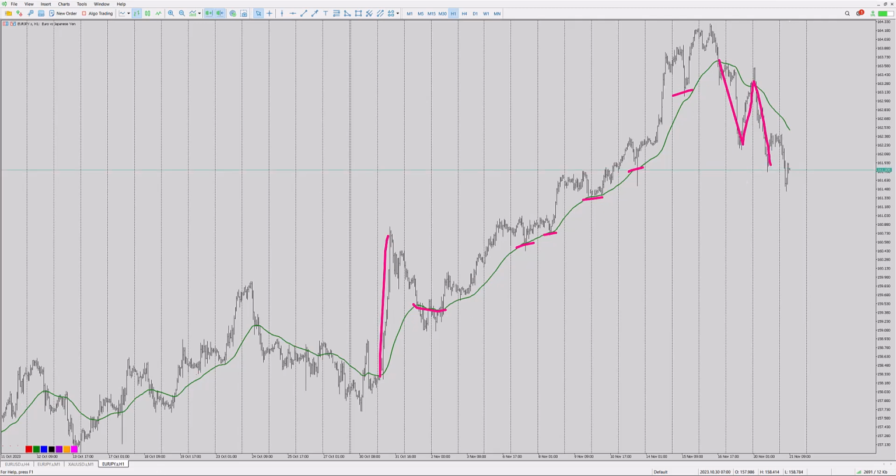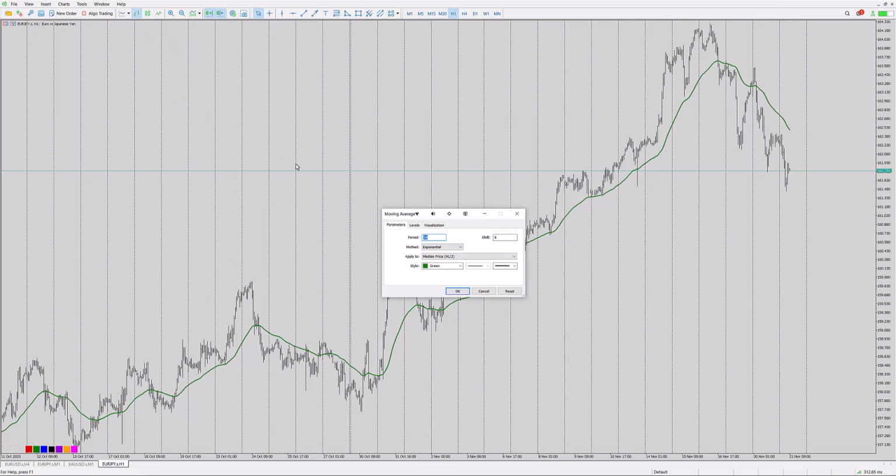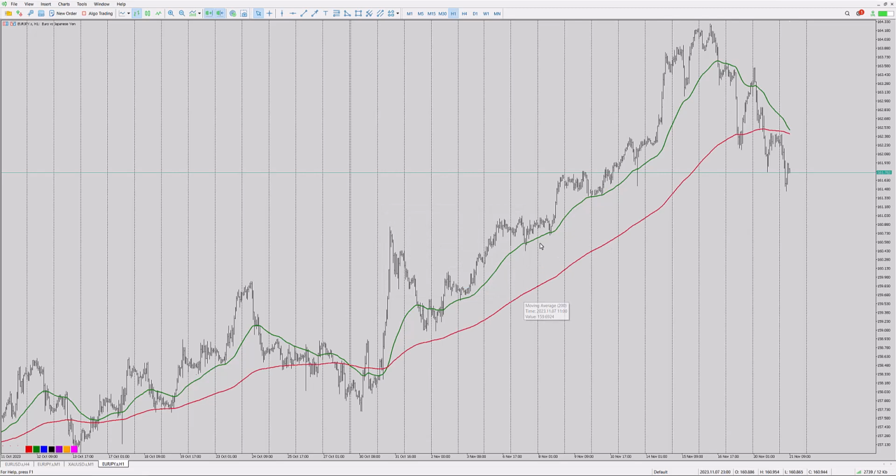To see a bigger picture of the market, let me delete these. You can add another moving average with a higher period, like let's say 200, which is a standard. Everyone does that. Okay, a 200 moving average. Over here, as you can see, price hasn't come to this 200 moving average.